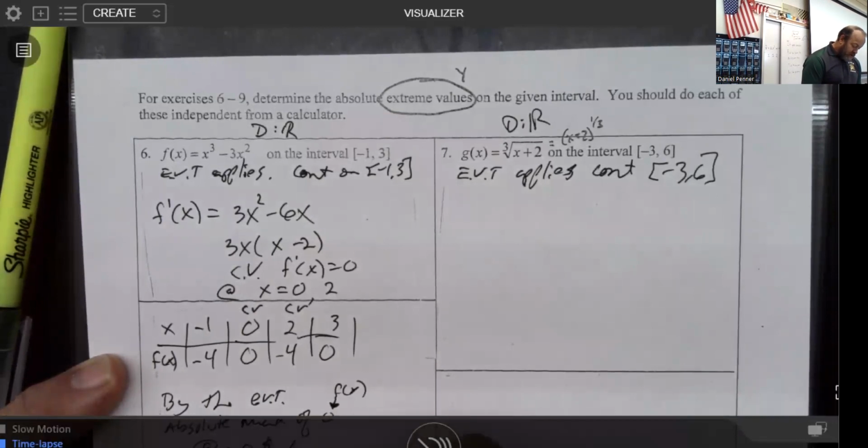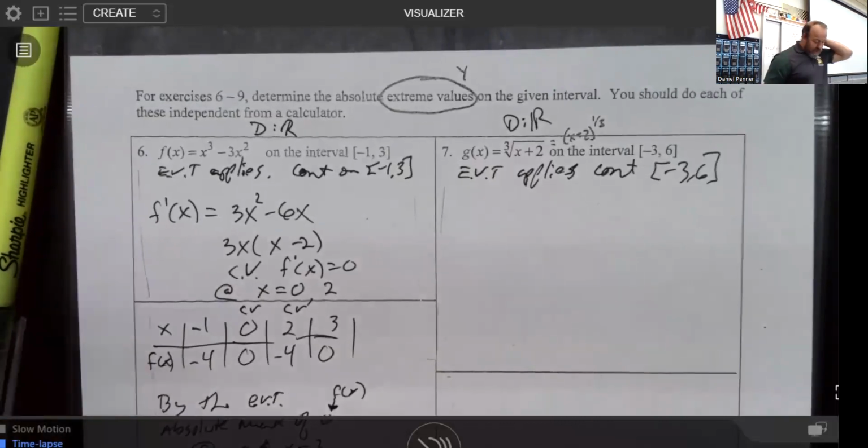and the number x equals 3, and an absolute min of y equals -4, and those both happen at x equals -1 and at x equals 2. So pretty simple little idea.